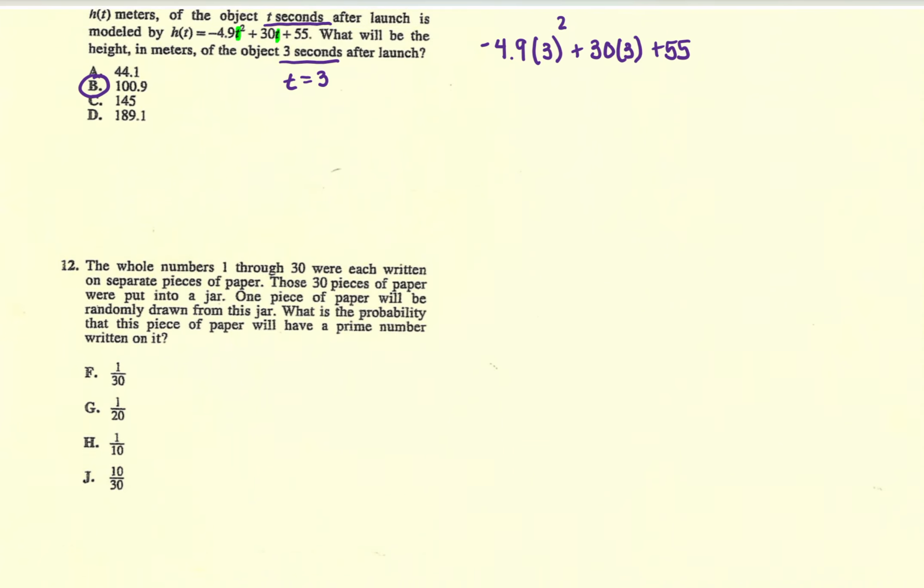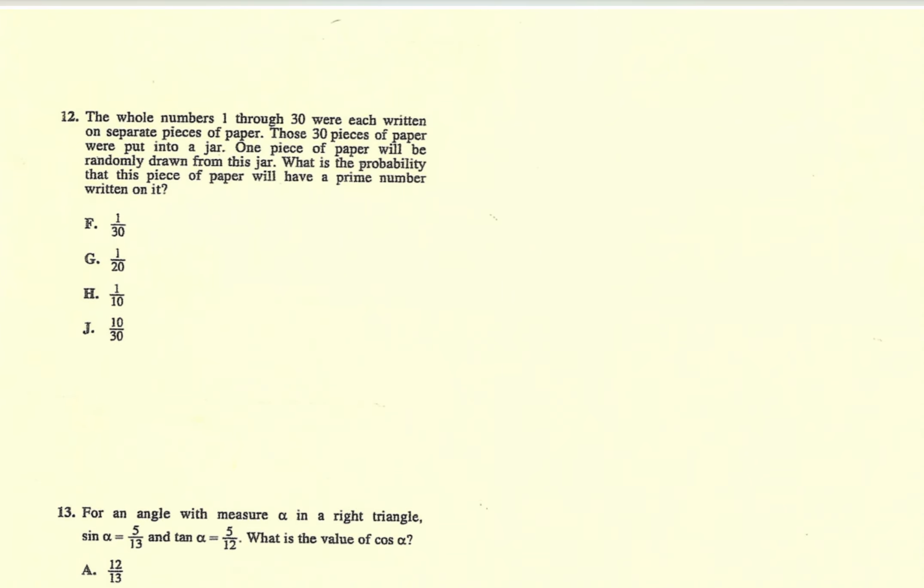Number 12, the whole numbers 1 through 30 were each written on separate pieces of paper. Those 30 pieces of paper were put into a jar. One piece of paper will be randomly drawn from the jar. What is the probability that this piece of paper will have a prime number on it?